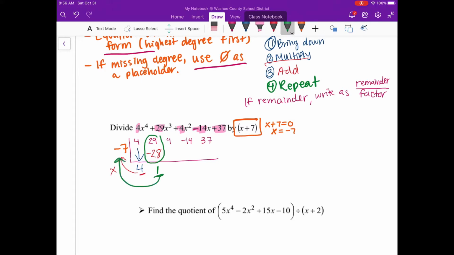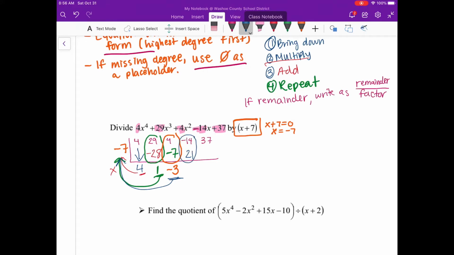And then I repeat the process. 1 times negative 7 is negative 7. Then I add 4 plus negative 7, which gives me a negative 3. And I repeat. Negative 3 times negative 7 is positive 21.